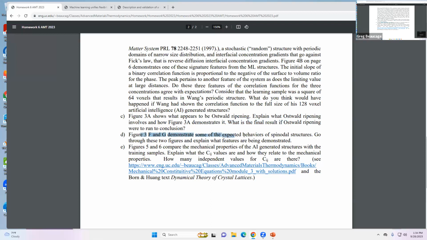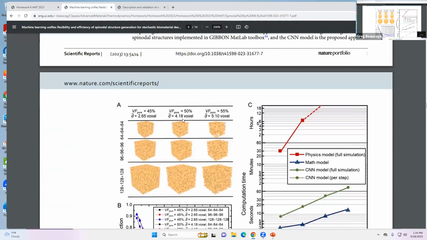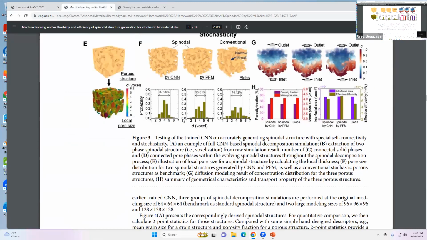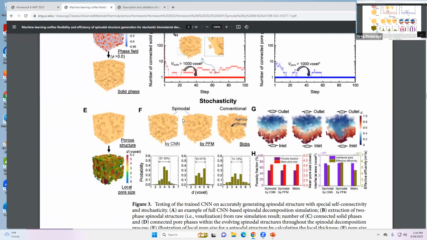3F and G demonstrate some of the expected behaviors of spinodal. We'll go through these two figures, F and G. What features are being demonstrated? 3F, stochasticity, and G. So he's shown that it has a narrow size distribution in F.